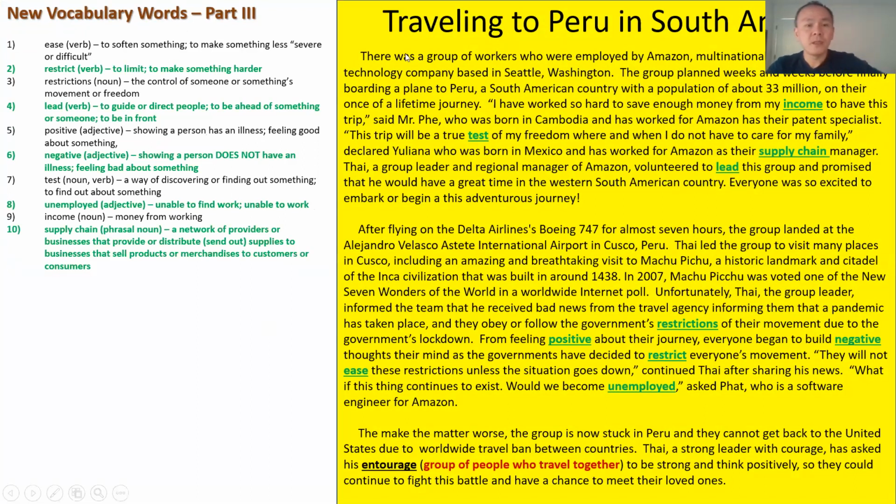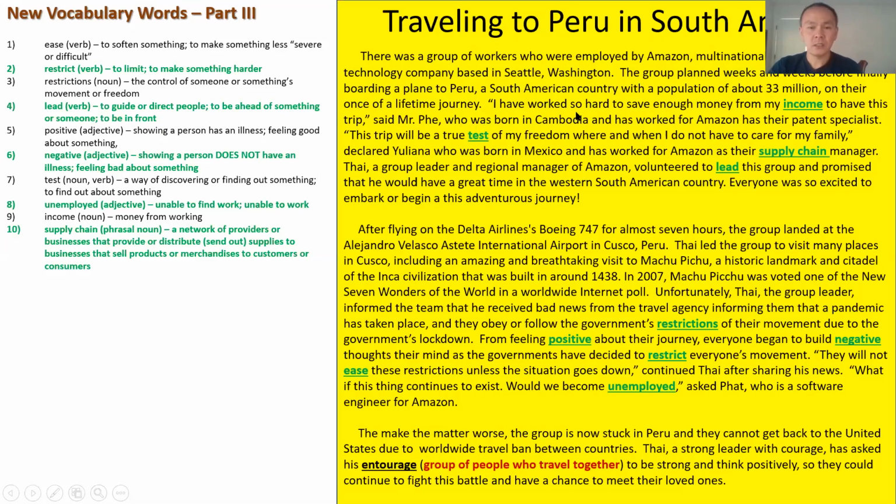So there was a group of workers who were employed by Amazon. Amazon is a multinational conglomerate technology company based in Seattle, which is a city in Washington. And Washington is one of the 50 states in the United States of America. The group planned weeks and weeks before finally boarding a plane to Peru, a South American country with a population of about 33 million, on their once in a lifetime journey.